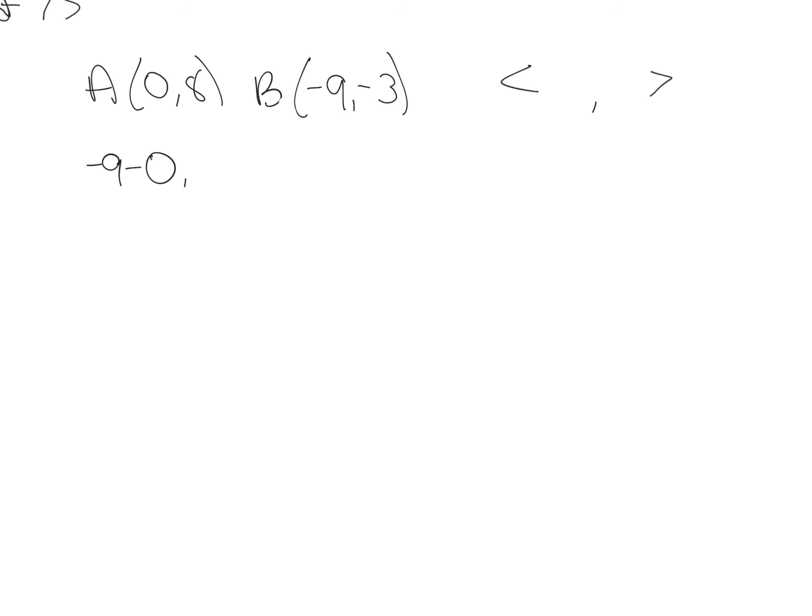-9 minus 0, comma, -3 minus 8. Make sure to use pointy arrows on the ends. It looks like the greater than, less than symbols. So we get -9, comma, -11. And that's it for that one. And that would be component form.